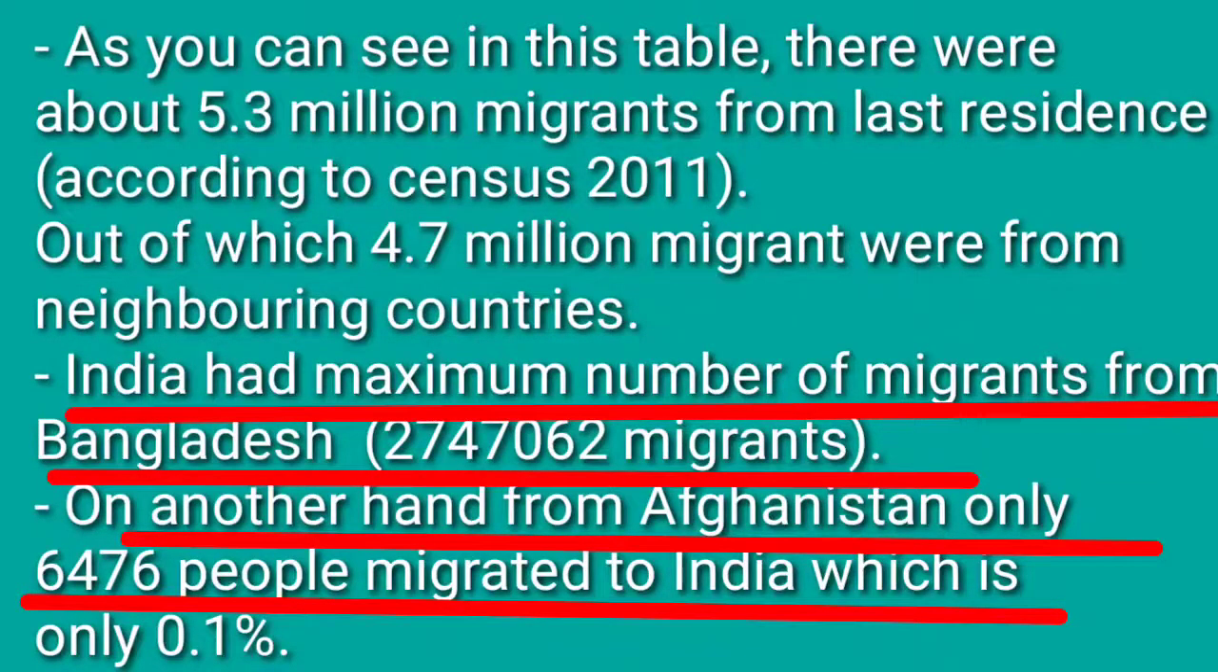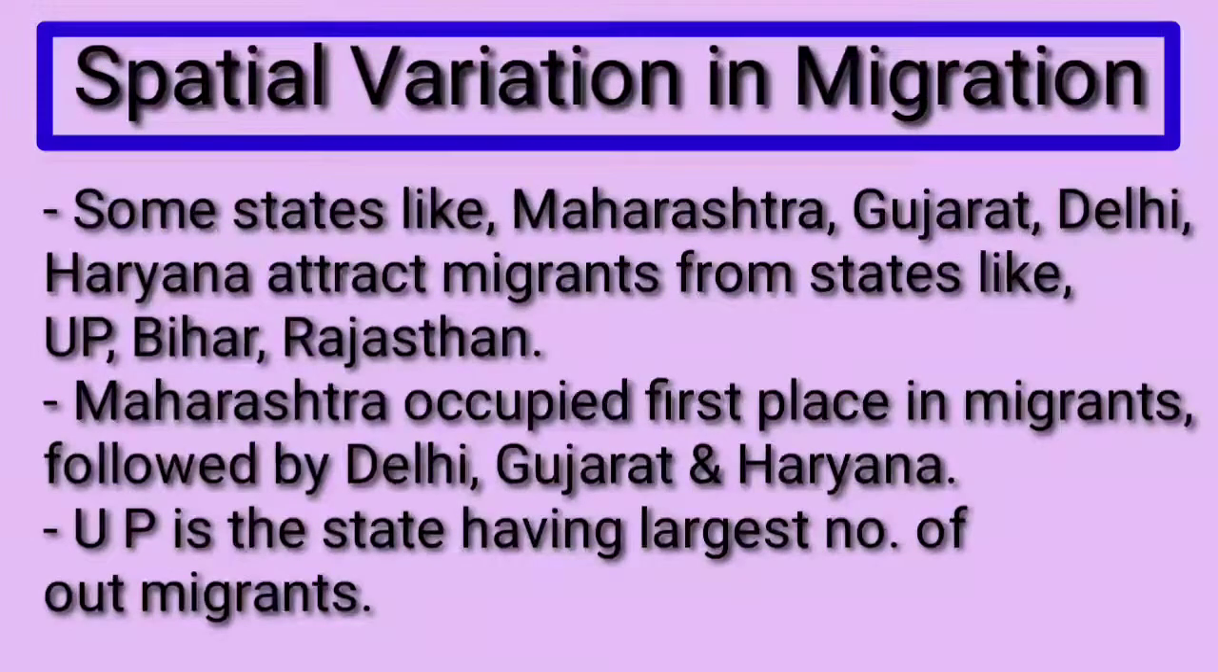India had the maximum number of migrants from Bangladesh, that was 27,47,062 migrants. On the other hand, from Afghanistan, only 6,476 people migrated to India, which is only 0.1%. Now the spatial variation in migration.